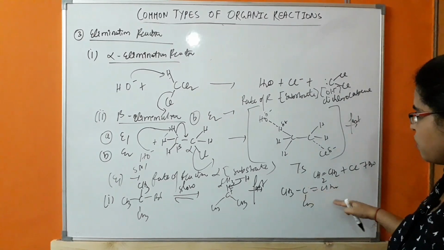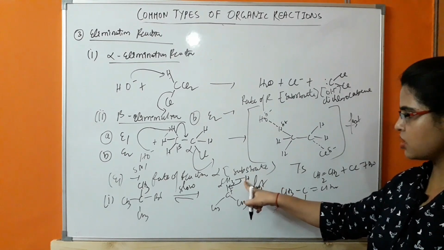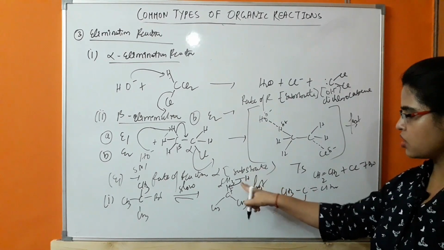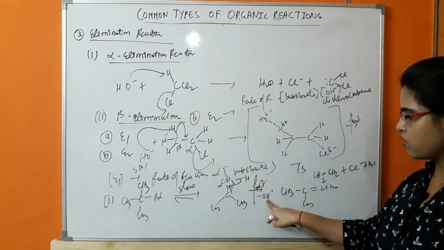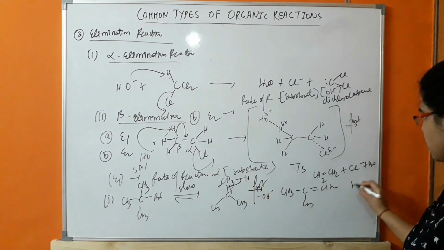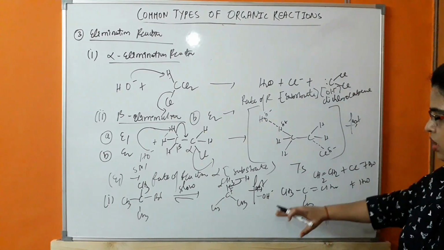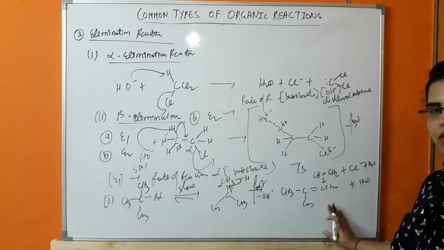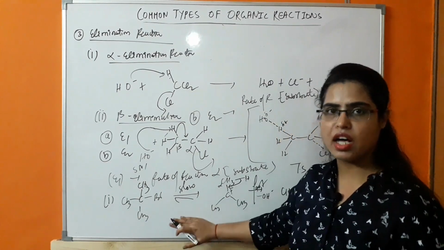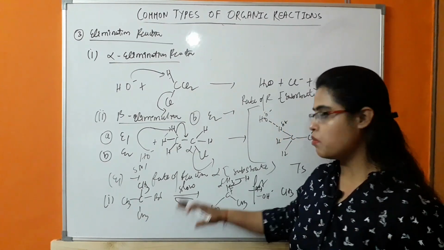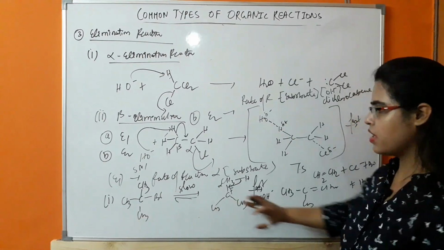This H will be removed in the presence of OH minus: the H plus will be attacked by OH minus and H2O is removed. In this case a double bond is formed. This reaction is favored in the condition of the most stable carbocation, which is the tertiary carbocation. So this is the example of an E1 reaction.